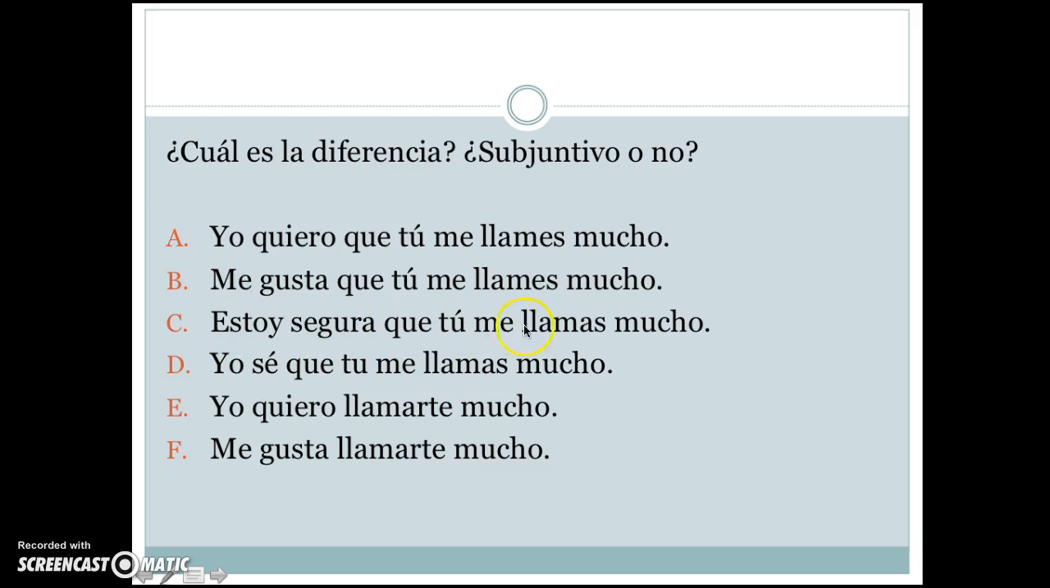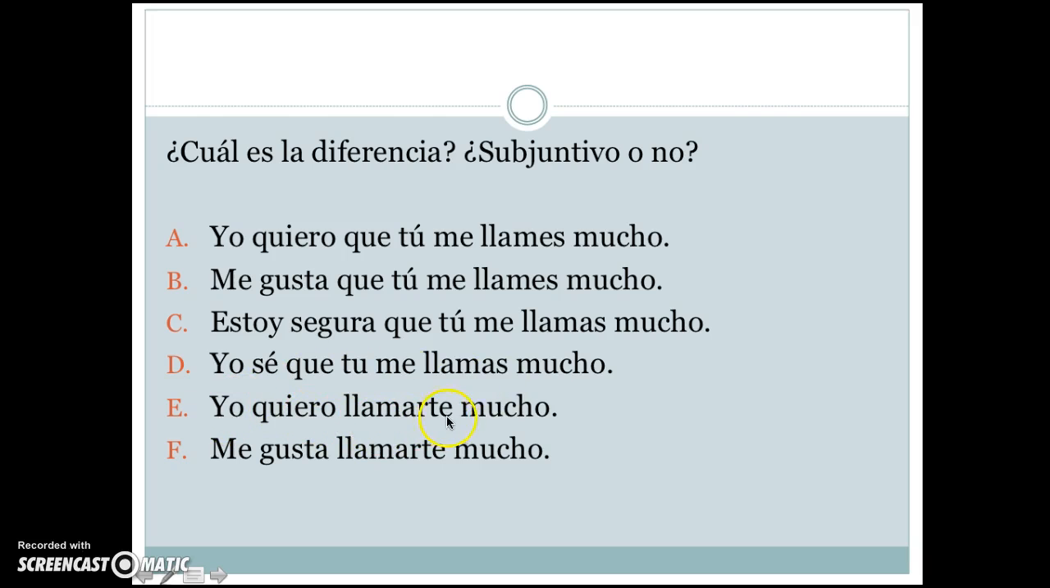Estoy segura que tú me llamas mucho. Here we're not using the subjunctive, and why not? I'm sure that you call me a lot. Well, we have two different clauses with two different subjects. I'm the one who is sure that you are the one who's doing the calling. But I am sure, does that express uncertainty? No, it expresses certainty. Therefore, we do not use the subjunctive in the second clause. Yo sé que tú me llamas mucho. Again, yo sé, I know, certainty, not subjunctive.